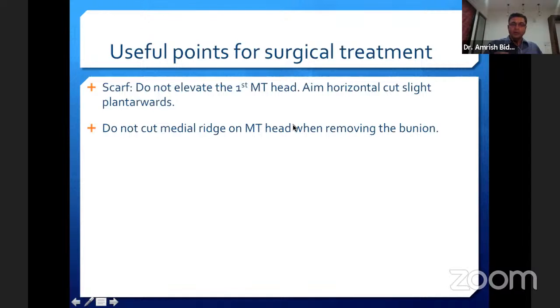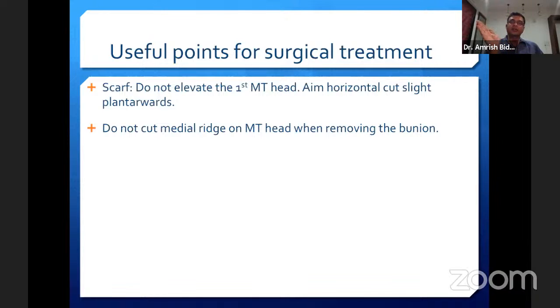So this is a very important thing. Unfortunately, I couldn't find any picture showing this, the metatarsal head end on. If you look at the metatarsal head end on, the medial side has a ridge. Whenever you do a bunionectomy, it is very easy to go inside the ridge and take the whole thing off.